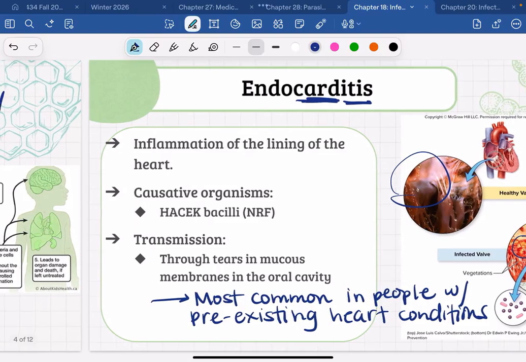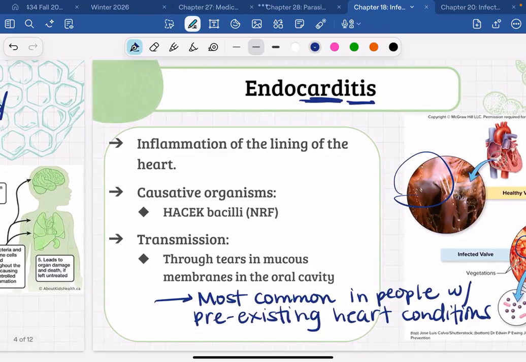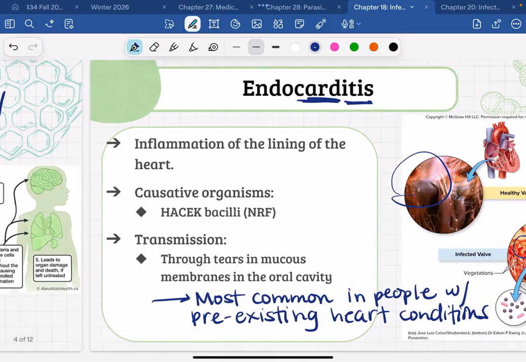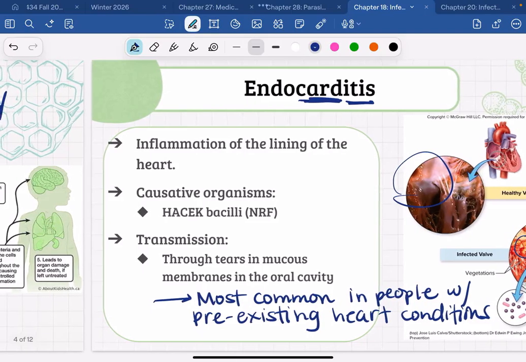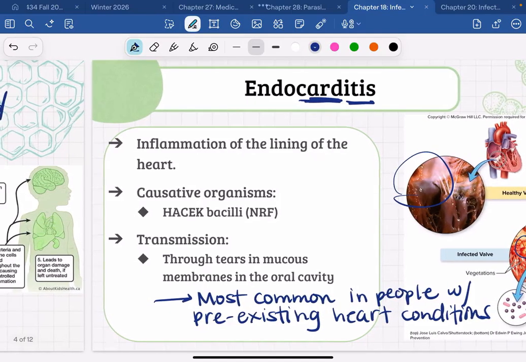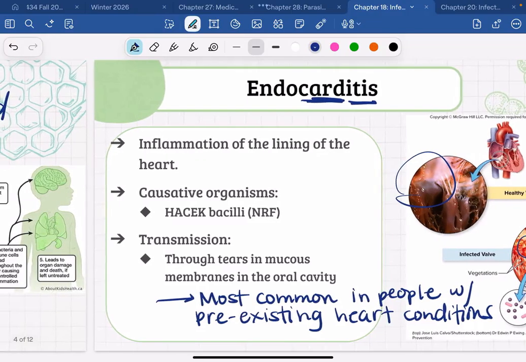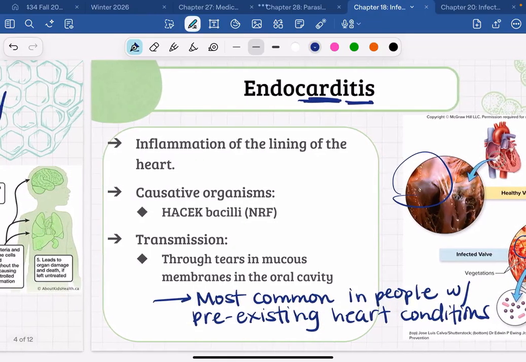Okay? And the organisms that cause endocarditis, I'm not even going to write out all their names because you don't have to know them. But the organisms that most cause endocarditis are a group of bacilli, so a group of rods that are called HACEK bacilli. The HACEK stands for the genus of a different organism, but I'm not going to name them all. You don't have to know them either. All you have to know is that collectively, endocarditis is most caused by HACEK bacilli.